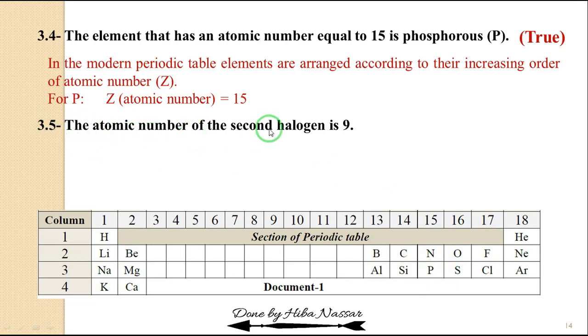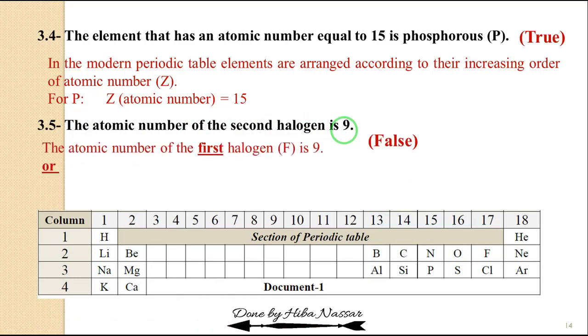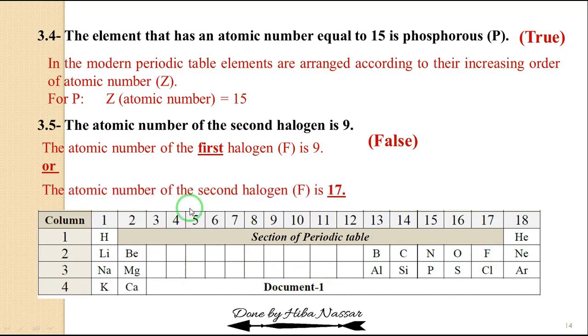3.5. The atomic number of the second halogen is 19. That's false. Looking at the periodic table here, the atomic number of the first halogen, which is F, is equal to 9. Halogens are located in column 17. So here the first halogen is fluorine. Or you can say that the atomic number of the second halogen is equal to 17, not 19.